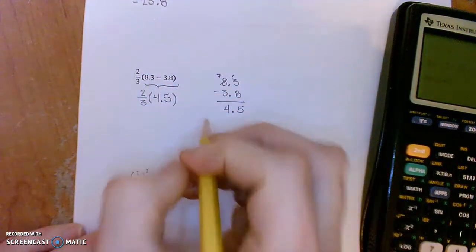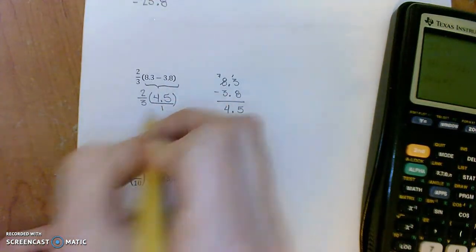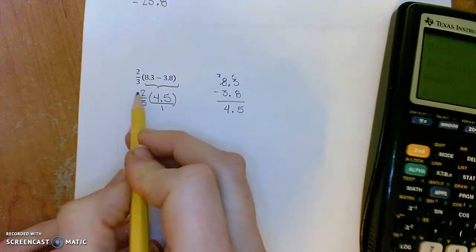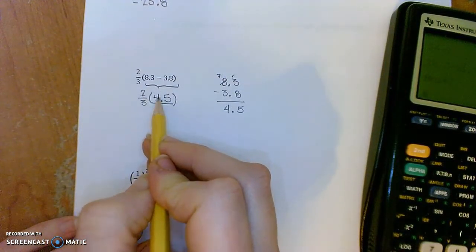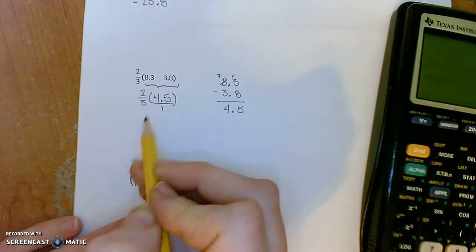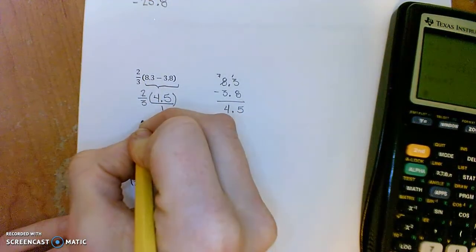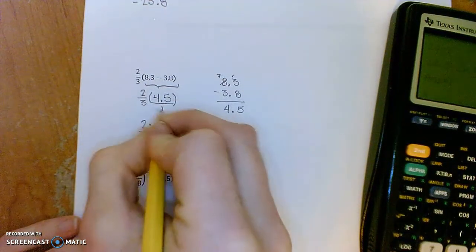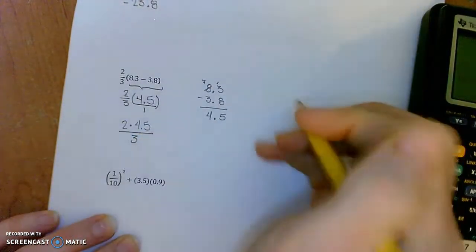So here's what I want you to remember. Even though this is a decimal, you can still write it in fraction form by putting it over 1. So really what you have here is you're going to be multiplying 2 times 4.5, and then in your denominator you'll be dividing by 3. So that's how I like to do fractions. I like to multiply times the numerator, and then in your denominator 3 times 1 is 3. So I'll do the multiplication first.